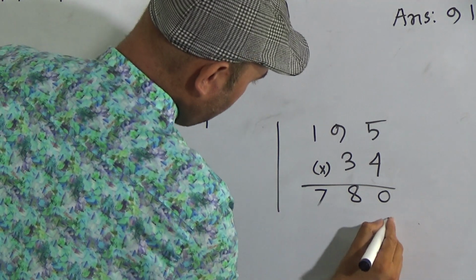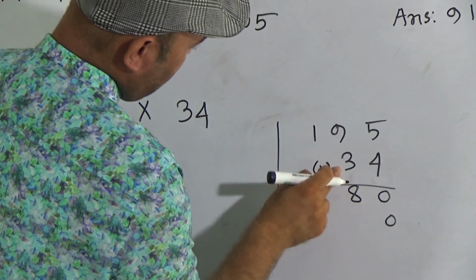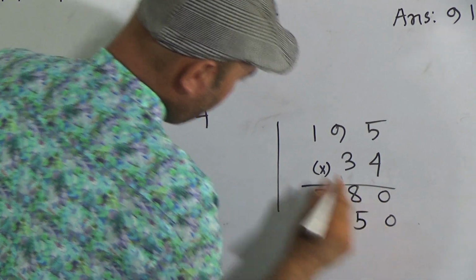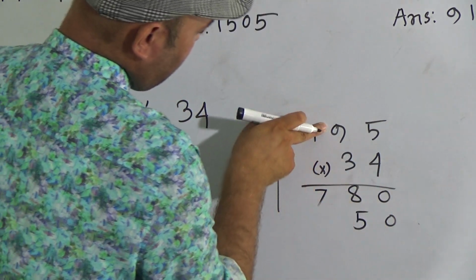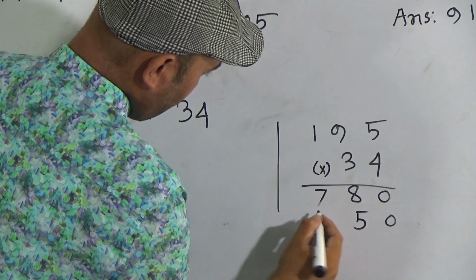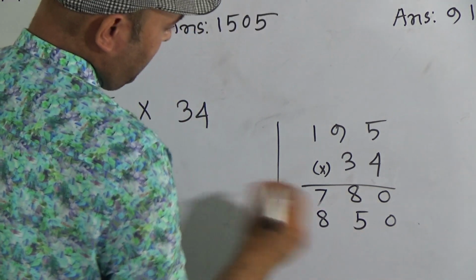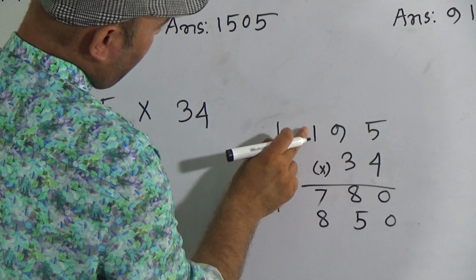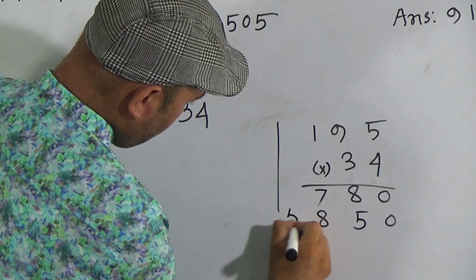Now we skip the ones place, start from the tens place. 3 5s are 15, 3 9s are 27, and carry 1 it will be 28. You carry 2. 3 1s are 3, and 2 it will be 5.